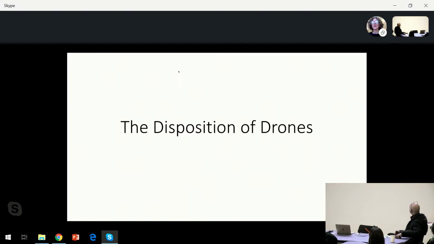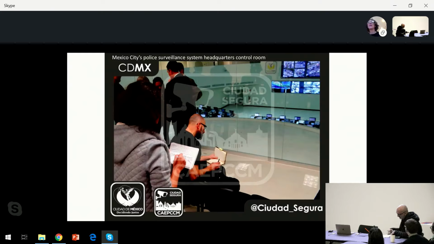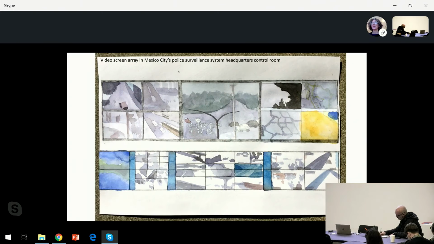Okay, this is what you missed, this fabulous slide. I know it was really important that you saw that. I was talking about this image of Mexico City's surveillance center with the watermarks and all that sort of stuff on it. This is a sketch that I was just talking about that I made of their surveillance camera array.